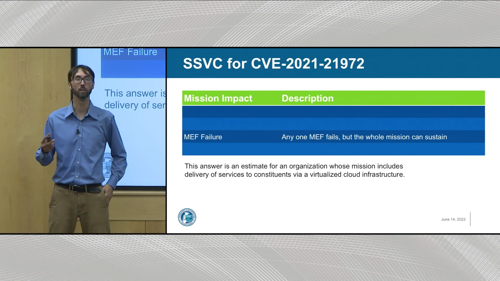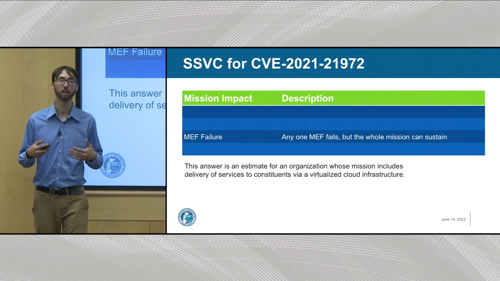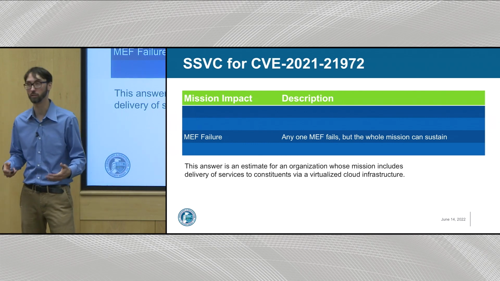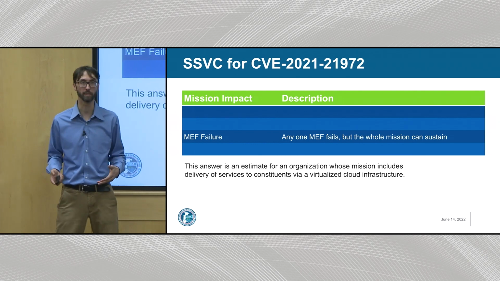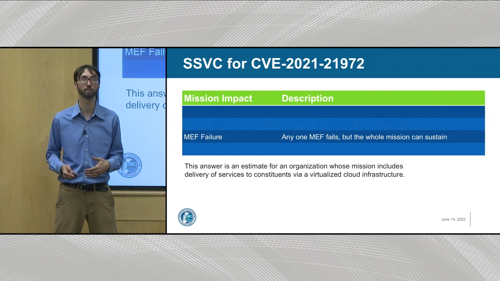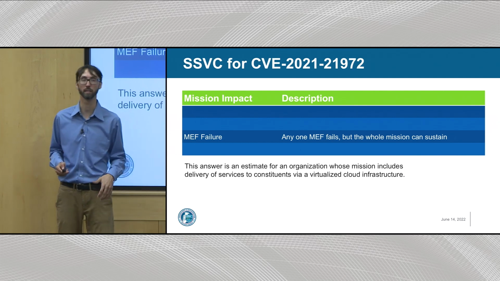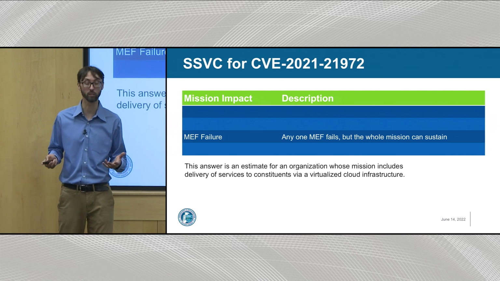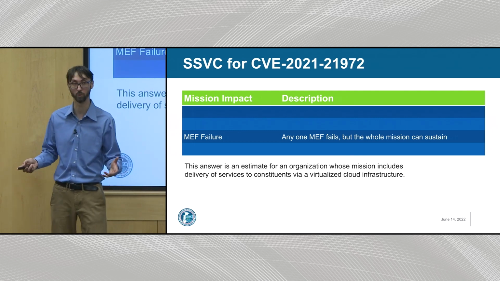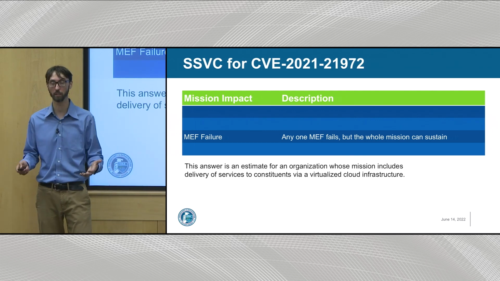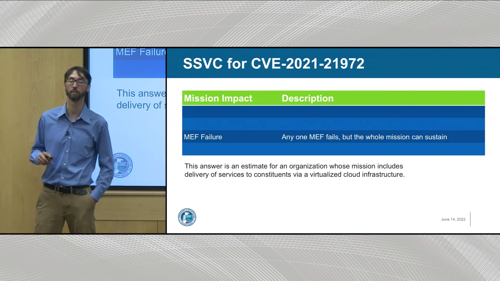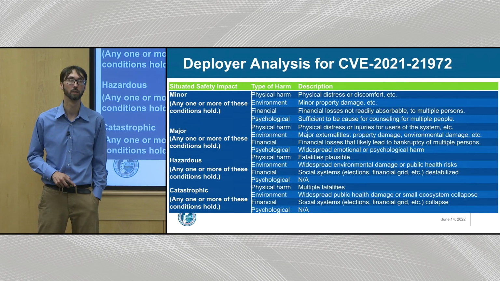In this one, let's estimate that our mission actually includes delivery of services to constituents via this virtualized cloud infrastructure. So there might be actually a failure of one of our sort of essential functions here. It's not going to be so bad that our organization will crumble and cease to provide its actual entire mission, but it could actually really make things a lot harder if this were taken control of.